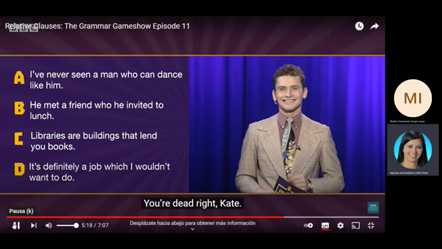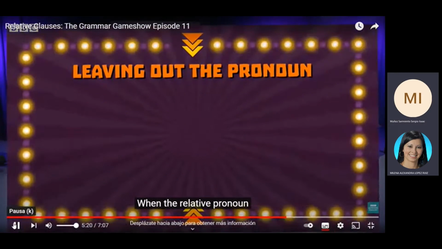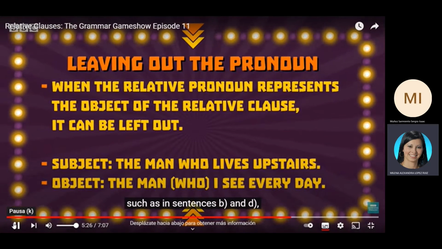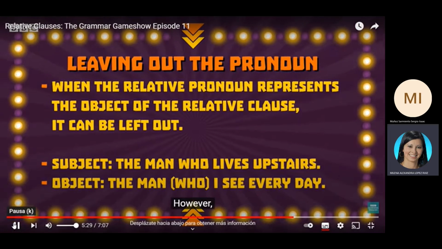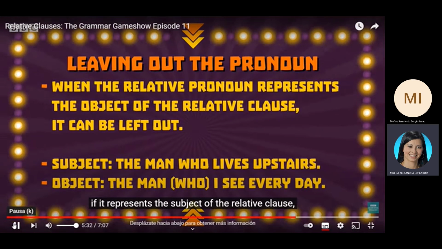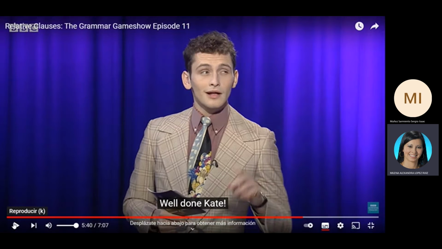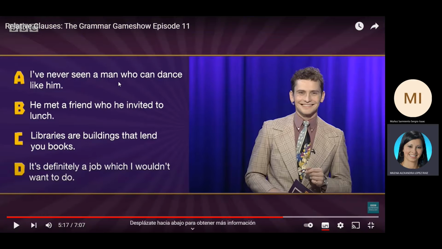You're dead right, Kate. When the relative pronoun represents the object of the relative clause, such as in sentences B and D, it can be left out. However, if it represents the subject of the relative clause, such as in A and C, it cannot be left out. For example, I never see a man can dance like him. I have to use it, it's mandatory. Libraries are buildings lend you books? No, that lend you books.